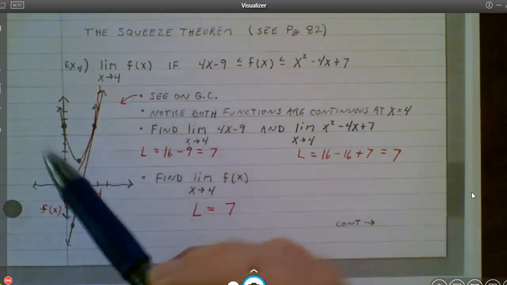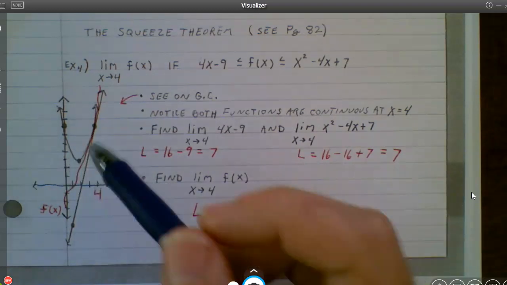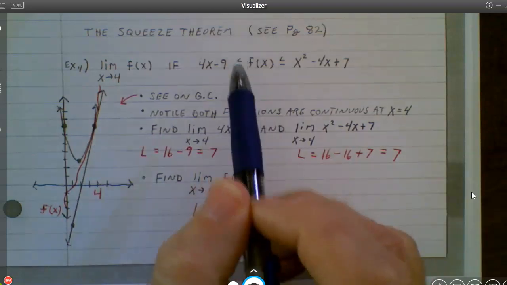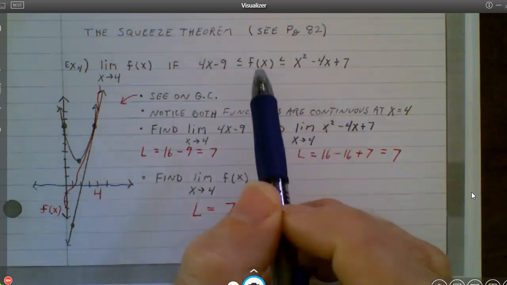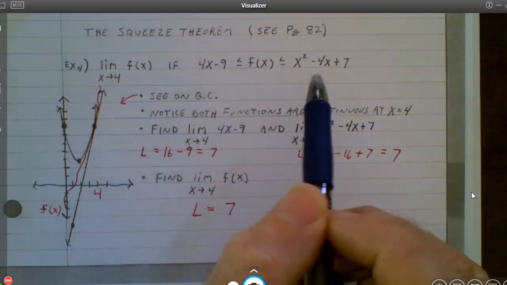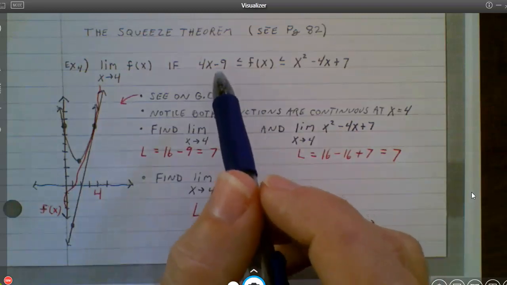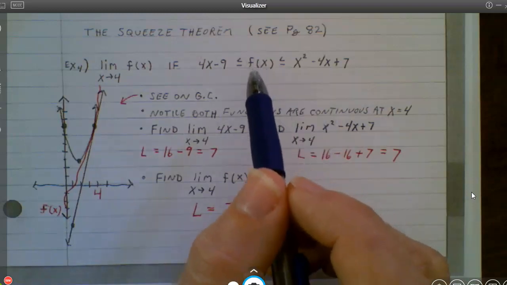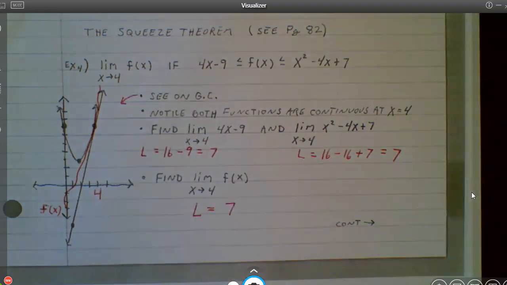If I have a function that is between two other functions, then the limit of that middle function must also be between the two limits of the two outer functions. So right here they're telling me that f of x is between this function and this function, which means the limit of f of x must also be between this line and this parabola. So all I have to do is take a look at the limit of this guy, and I'll know that the limit of f of x is between those two values.